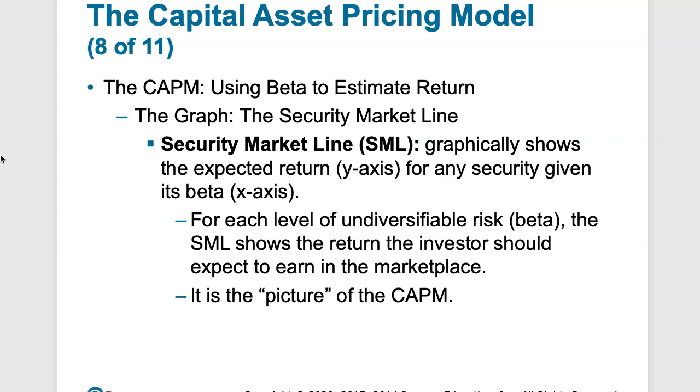Now, since beta is easily displayed graphically, we can also use something called the security market line. This will graphically show the expected returns on the y-axis for any given security against beta on the x-axis. So for each level of this undiversifiable risk, the security market line is going to show the return the investor could expect in the marketplace. It's basically a graphical representation of how beta is affecting the stock price through the calculation of the capital asset pricing model, which I'll show you that graphic a little bit later.